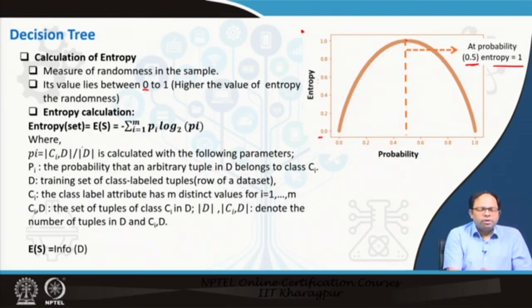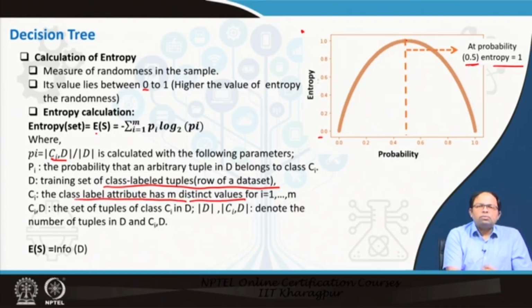To calculate entropy for a particular set, Info(D) is given as the negative of the summation from i equal to 1 to m of pi log to the base 2 of pi. This is the formula for calculating entropy, where pi is given by |Ci,D| divided by |D|. This is how we estimate the probability, where D is the training set of class-labelled tuples, which are the rows of a data set, and the class label attribute has m distinct values, for i equal to 1 to m.